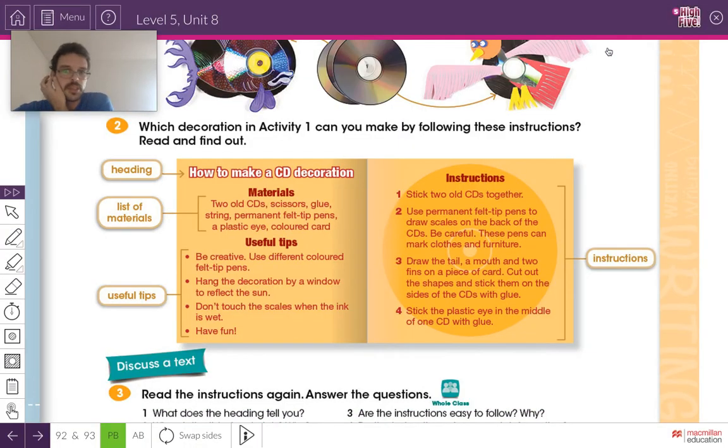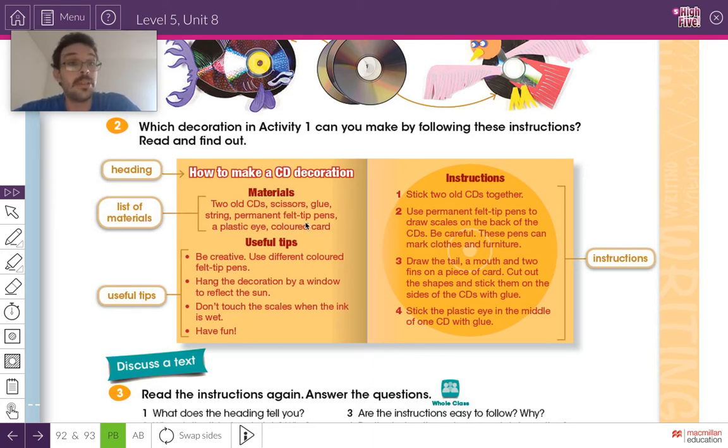Anyway, I'll skip this. Okay, so let's just have a look here. All right, so it says how to make a CD decoration. Just some little instructions here. Materials that you need: 2 old CDs, scissors, glue, string, permanent felt tip pens.